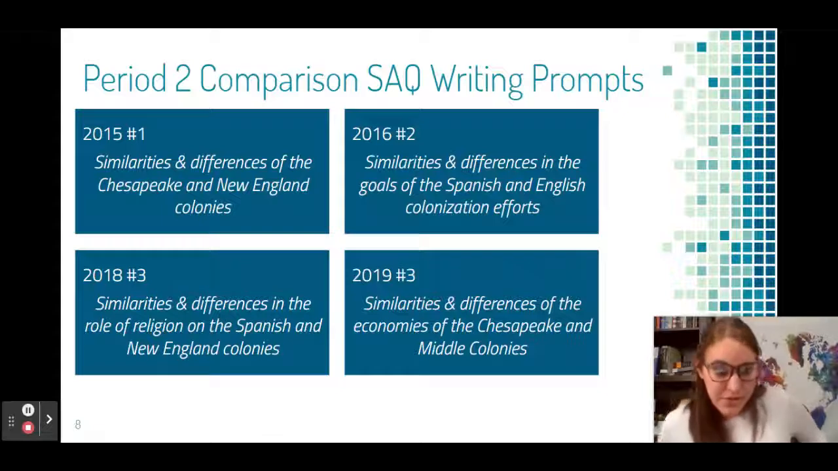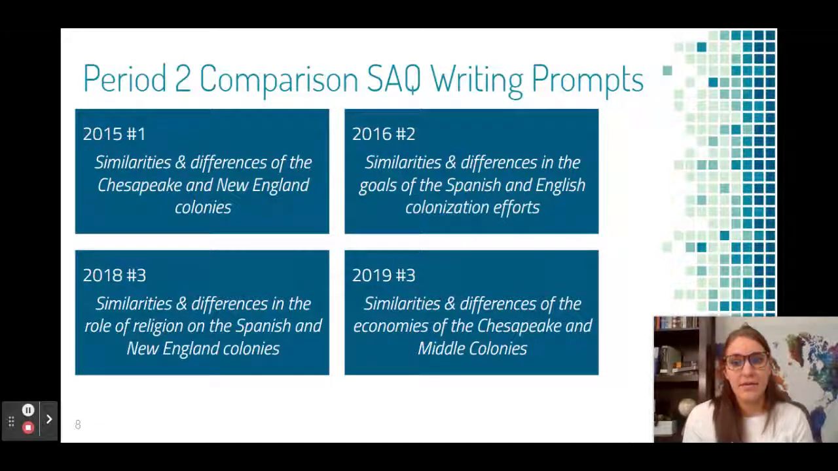So, in the past few years, there has been a comparison short answer question prompt in these 4 years. So in 2015, students were asked to compare the Chesapeake and New England colonies. In 2016, they were asked to compare the similarities and differences in the goals of the Spanish and English. In 2018, students were asked to compare the role of religion in the Spanish and New England. And in 2019, students were asked to compare the economies of the Chesapeake and the Middle.